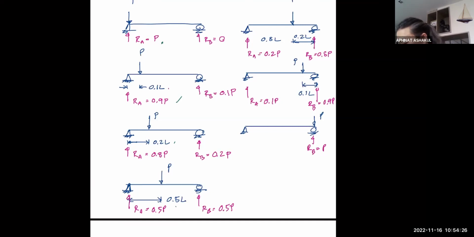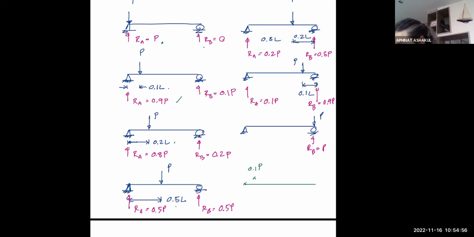So at the zero location, L equal to 0, your RB begins from 0 and gradually moves up. At 0.1 L, it becomes 0.1 P. What did I write? 0.1 P. Okay.